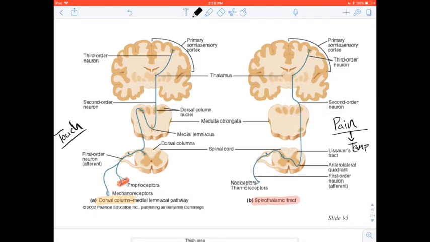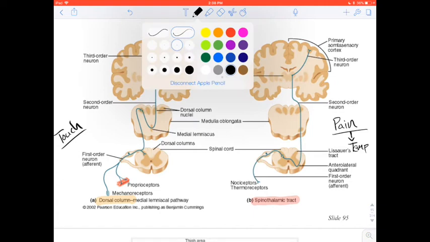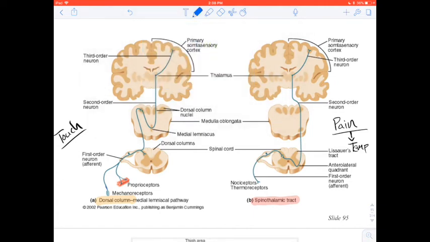So the dorsal column pathway, we'll outline this one in blue. Nice feelings. Like we said, these are both going to come into these dorsal horns. So it's going to come into the dorsal horn. But now notice there's no synapse there. So we erase all that just to get a clear look. There's no synapse. It keeps going.